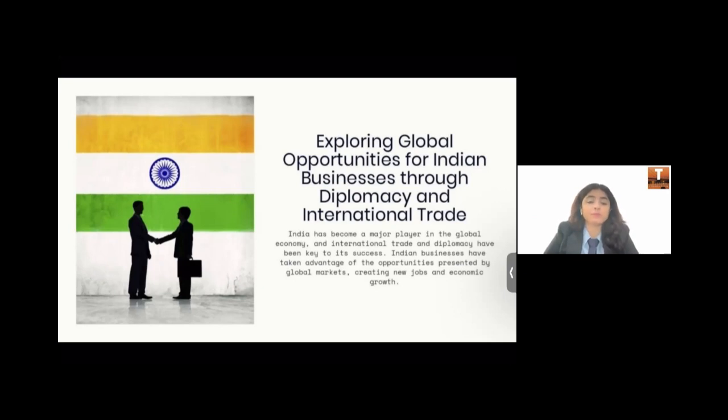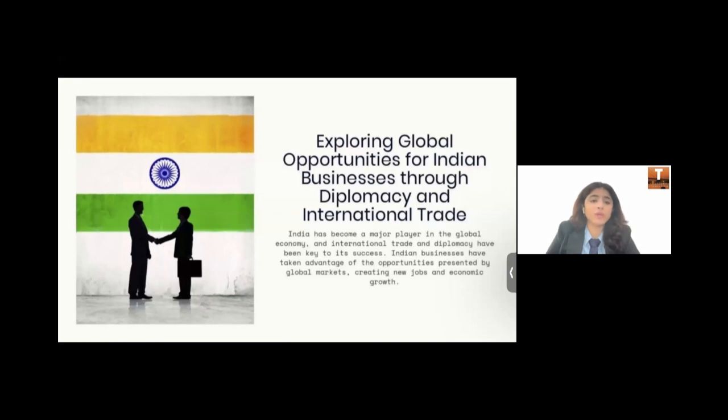Fifth, investment promotion. Diplomatic efforts can focus on promoting India as an attractive investment destination. This includes highlighting India's business-friendly policies, investment incentives, skilled workforce, and infrastructure development. Engaging with the foreign investors and facilitating investment inflows helps in attracting foreign direct investment and fostering technology transfers and knowledge exchange.